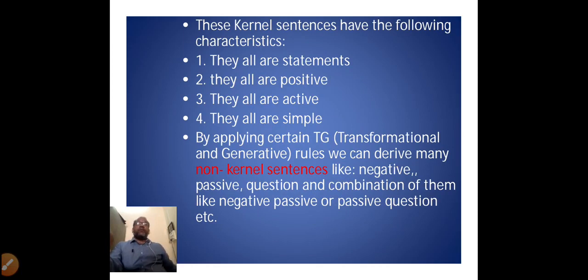Now, what is special with these kernel sentences or basic clause types? That they are all statements. That means to say, statement is a basic pattern from which you can derive a question. Kernel sentences are positive, active and simple. That means from positive you derive negative, from active you can derive passive, from simple different types of sentences like complex and compound we can derive. So that is the speciality of kernel sentences.